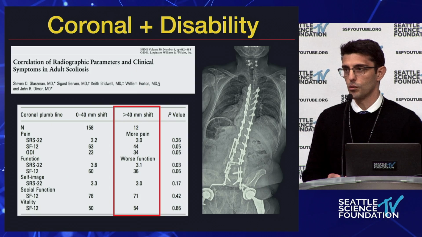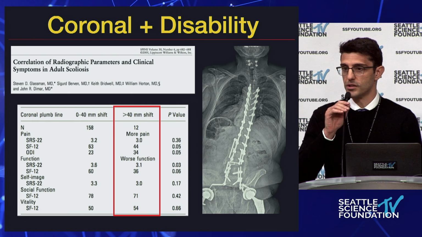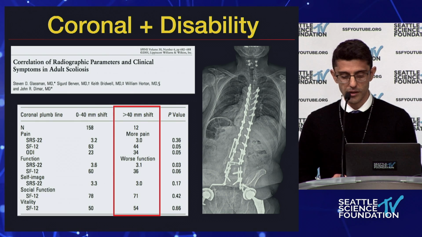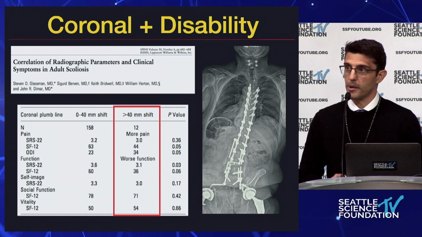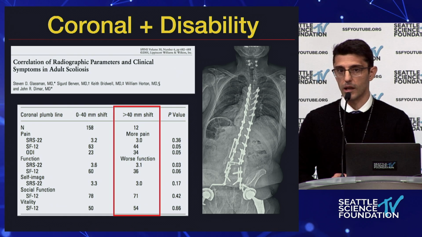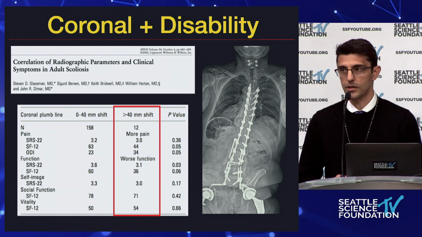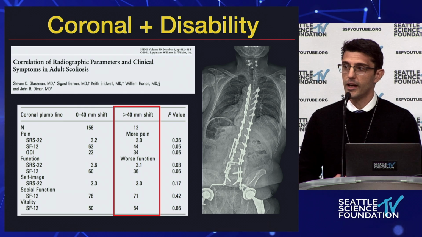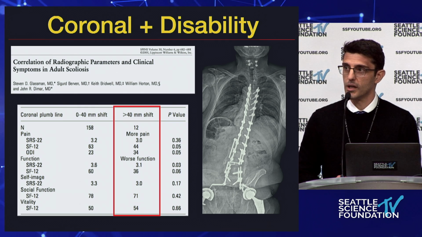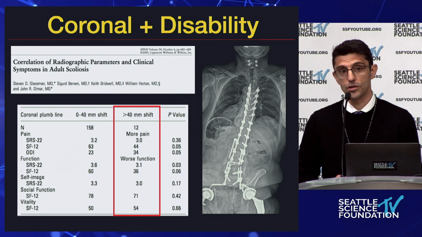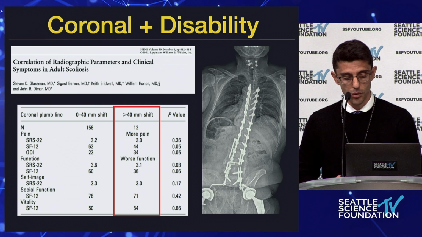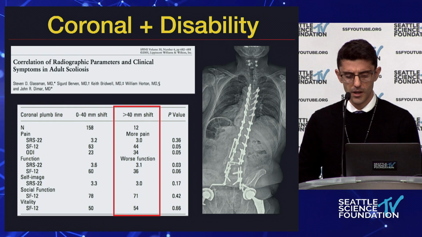So do coronal parameters, are they associated with disability? And I would say yes. So this was one of the landmark papers by Glassman in 2005 that demonstrated that patients who have coronal malalignment greater than 4 centimeters compared to those who have less than 4 centimeters preoperatively have worse pain scores as well as worse functional scores, both in the SRS-22 as well as ODI and SF-12.